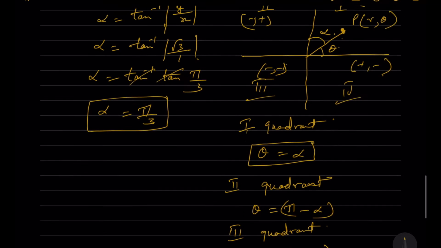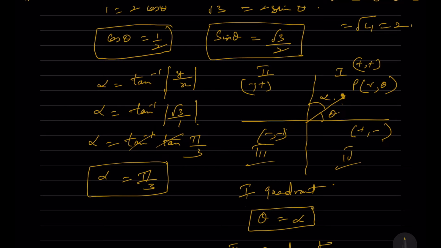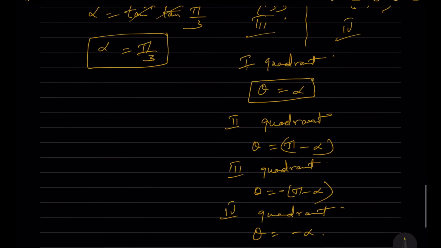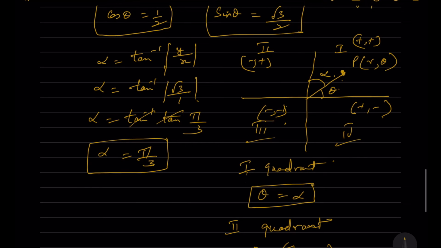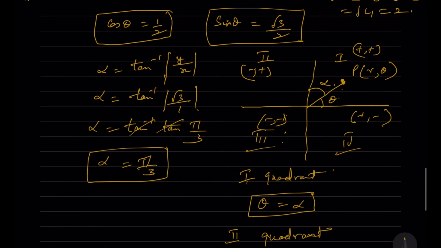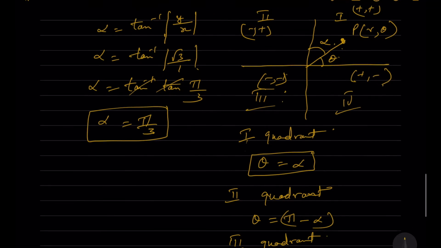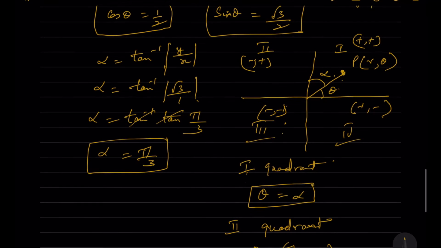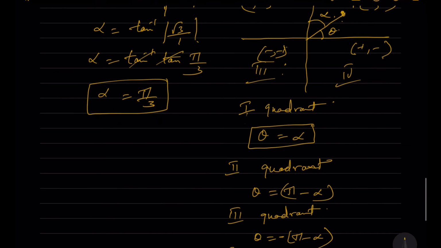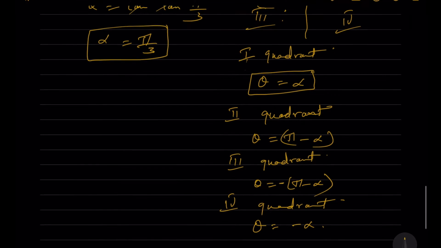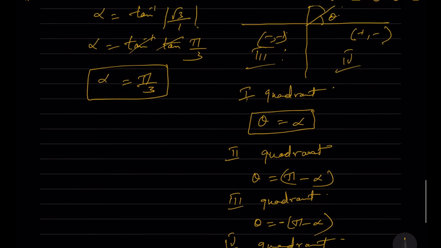So we know the relationship between theta and alpha. If the point is in the third quadrant, we get it as minus of pi minus alpha. When it lies in the second quadrant, theta is equal to pi minus alpha. And in the fourth quadrant, theta is equal to minus alpha.